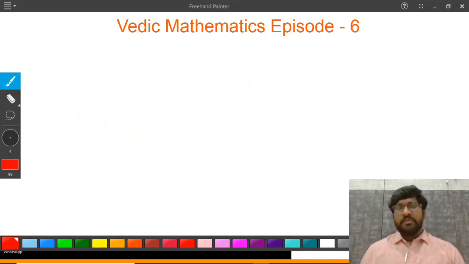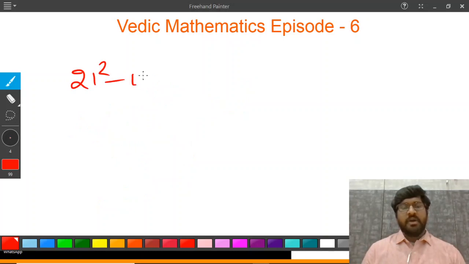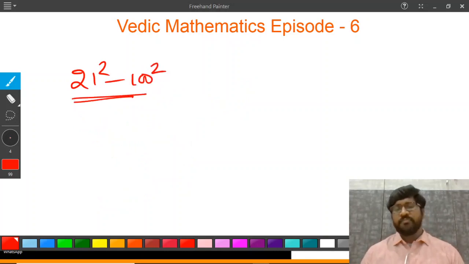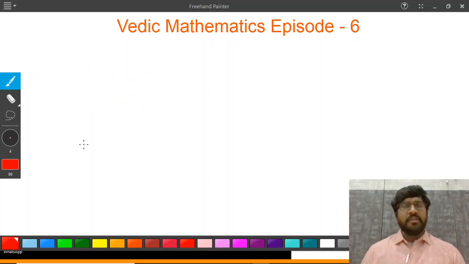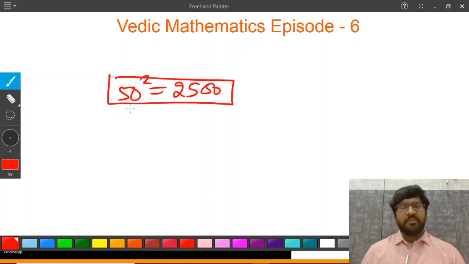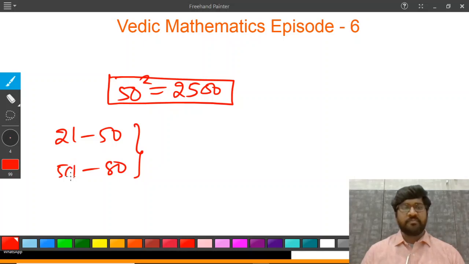So from 21 square to 100 square, comfortably you can find the square of any number by using this method. In this video, I am giving you alternate techniques also to find the squares. That is using 50 square, which is 2500. Using this 50 square, I can find the squares of numbers from 21 to 50 and 51 to 80 comfortably by taking 50 as reference.